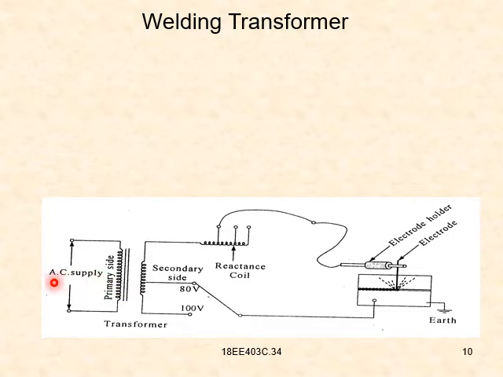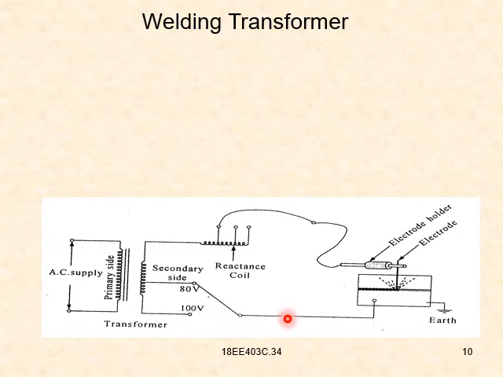The primary is connected to the AC supply, and the secondary side has the tapped voltage. That means 100 volts, 80 volts. There is tapping with a reactive coil, and you can connect either to 80 volts or 100 volts. There is a tapping. It depends on the requirement.